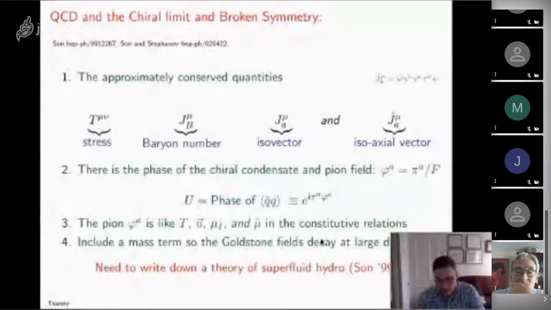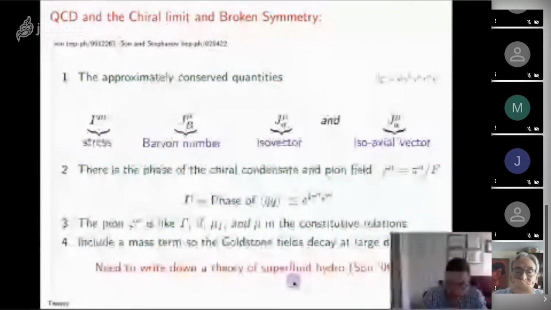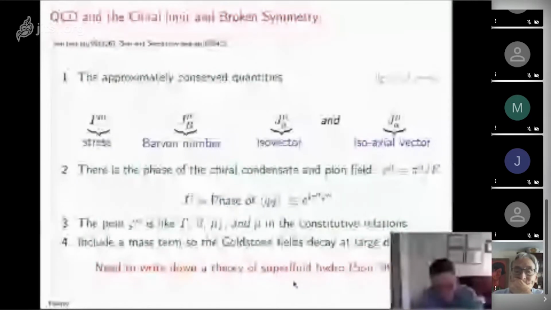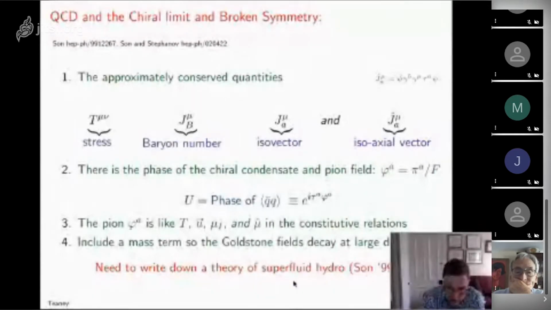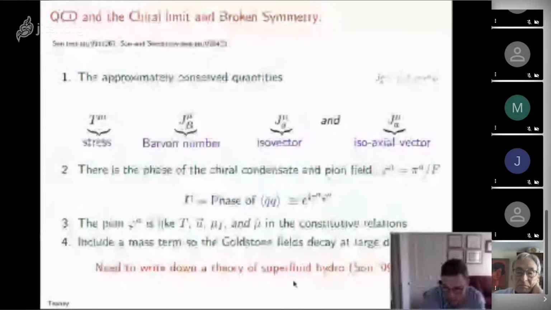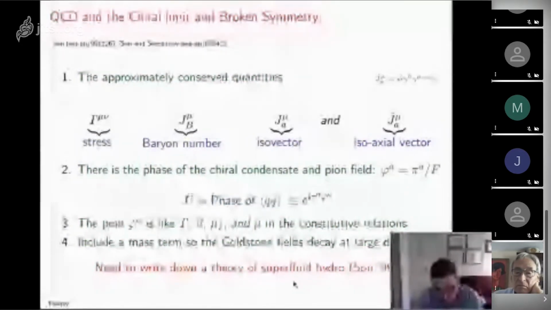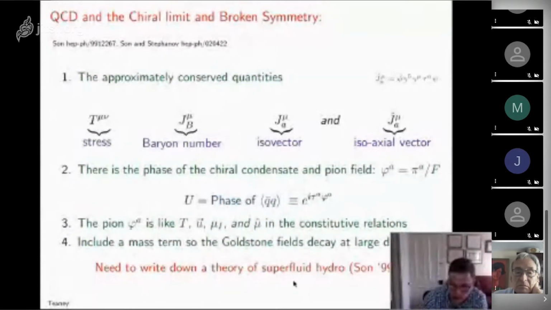But nevertheless, in the strictly chiral limit, this pion would never decay, the axial vector charge would be precisely conserved, and you would need to write down a theory which incorporates these Goldstone bosons into the hydrodynamic theory. It's analogous to a superfluid theory. The U(1) superfluid theory has a broken U(1), and here you have a broken SU(2) cross U(2), and the appropriate theory is not hydrodynamics, but kind of superfluid hydro.